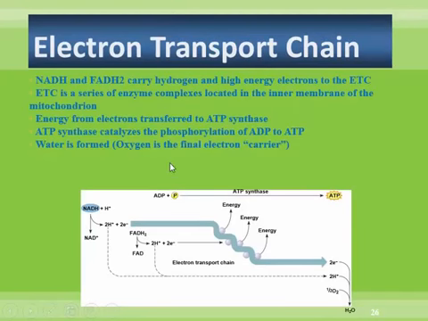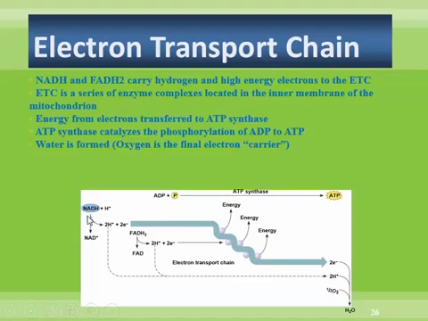So the majority of the ATP is formed in the electron transport chain. The 2 hydrogen carriers, NADH and FADH2, carry their hydrogens, and those hydrogens have very high energy electrons in them, over to the electron transport chain. This electron transport chain is located in the membrane of the mitochondria, and the enzymes that catalyze each step are located next to each other on the membrane so that the steps can occur in order.